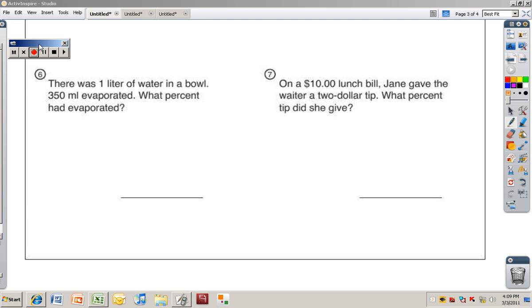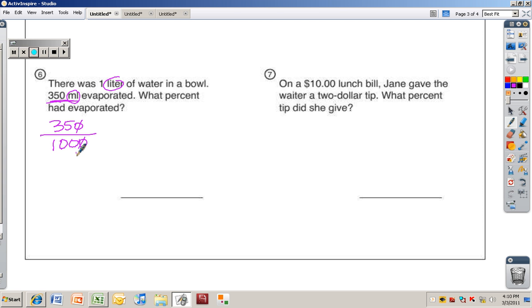Okay, there's 1 liter of water in a bowl, 350 milliliters evaporated. What percent had evaporated? So 350 evaporated out of how many milliliters? How many milliliters are in 1 liter? Exactly, we have to know that because this is milliliters and that's liters. How many milliliters are in a liter? I don't know. 1,000 is correct. 1,000. Okay, and then we could cross these off, right?